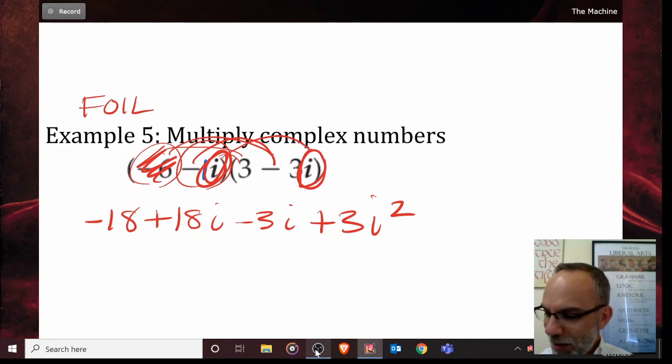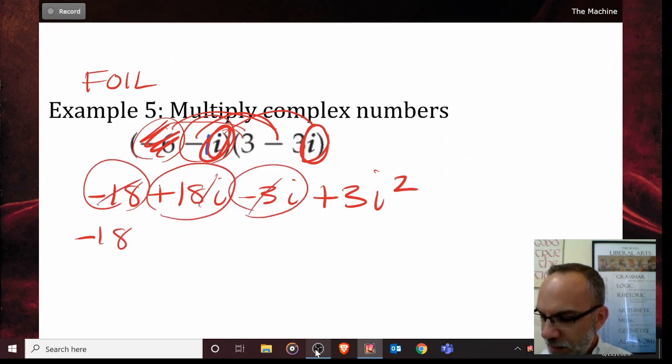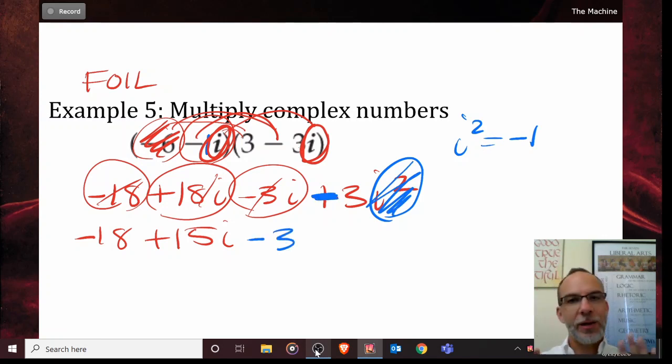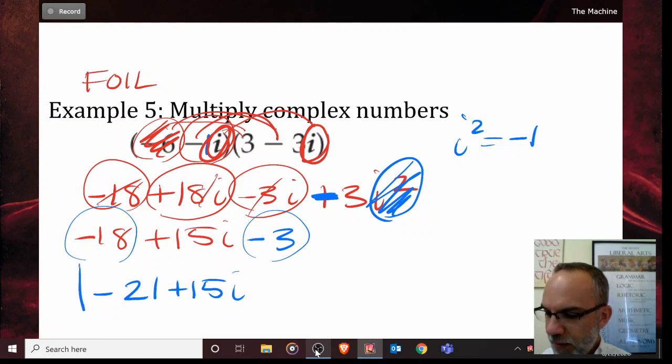All right, so now let's clean it up a little bit. Negative 18, done with that one. Negative 18i minus 3i, wasn't that going to be positive 15i? Oh, but wait. What's an i squared? Isn't i squared equal to negative 1? So when I cancel this, I can change that to a negative minus 3. And now I don't have any i's on that term. So I've got a little bit more to do. Negative 18 minus 3, negative 21. Yeah, okay. Plus 15i. There we go.